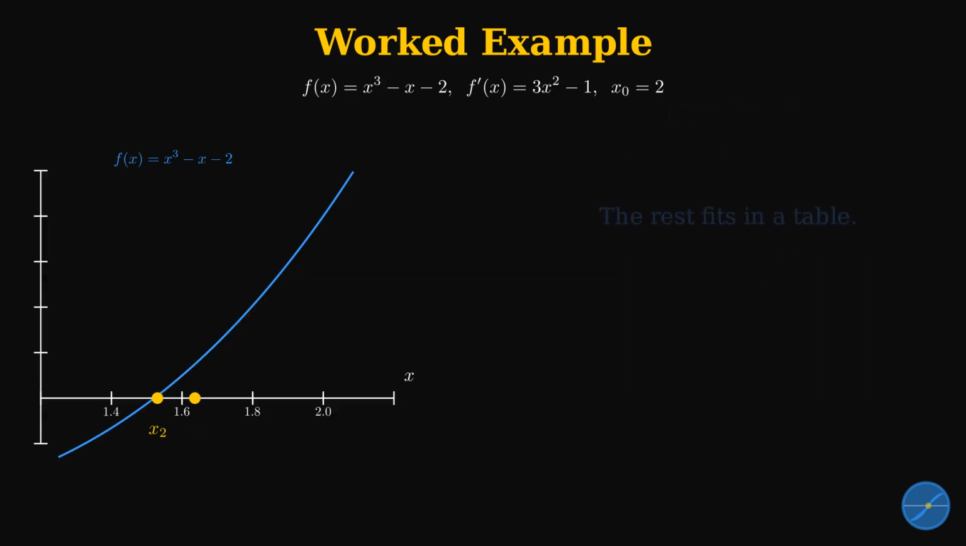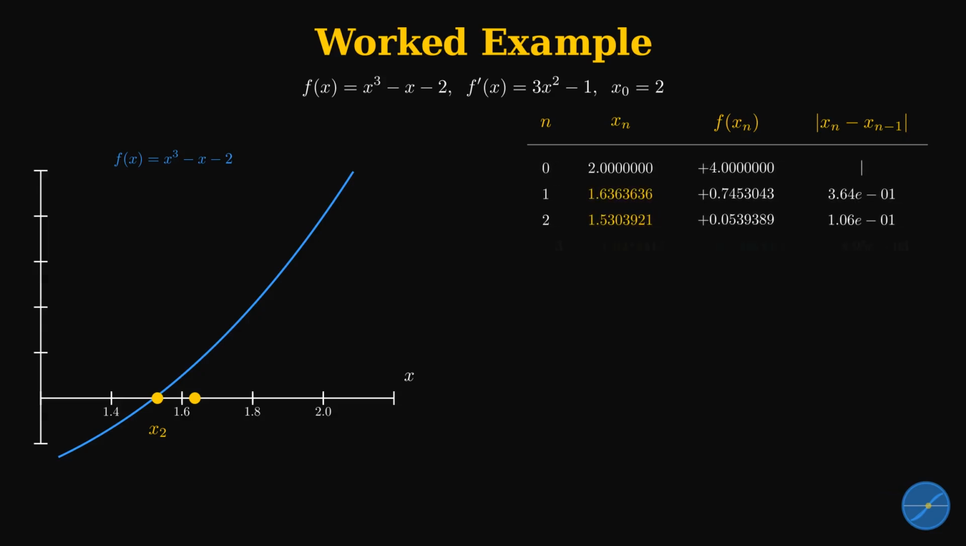The rest fits neatly in a table. Here it is. Step 0 to 4. 2, then 1.6364, 1.5304, 1.5214 and 1.5138, and watch f collapse. 4, then 0.75, 0.05, 0.0004 and about 10 to the minus 8.